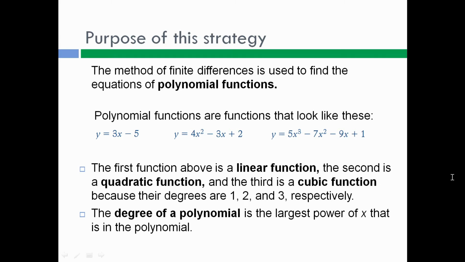Polynomial functions can be linear, quadratic, cubic, and so on. It all depends on the degree of the polynomial. And the degree of the polynomial is the largest power of x that is in the polynomial. So in this case, I only have one x in here, and the number above the x is 1. So this is a linear function. In this case here, the degree is 2, so this is quadratic, and so on.